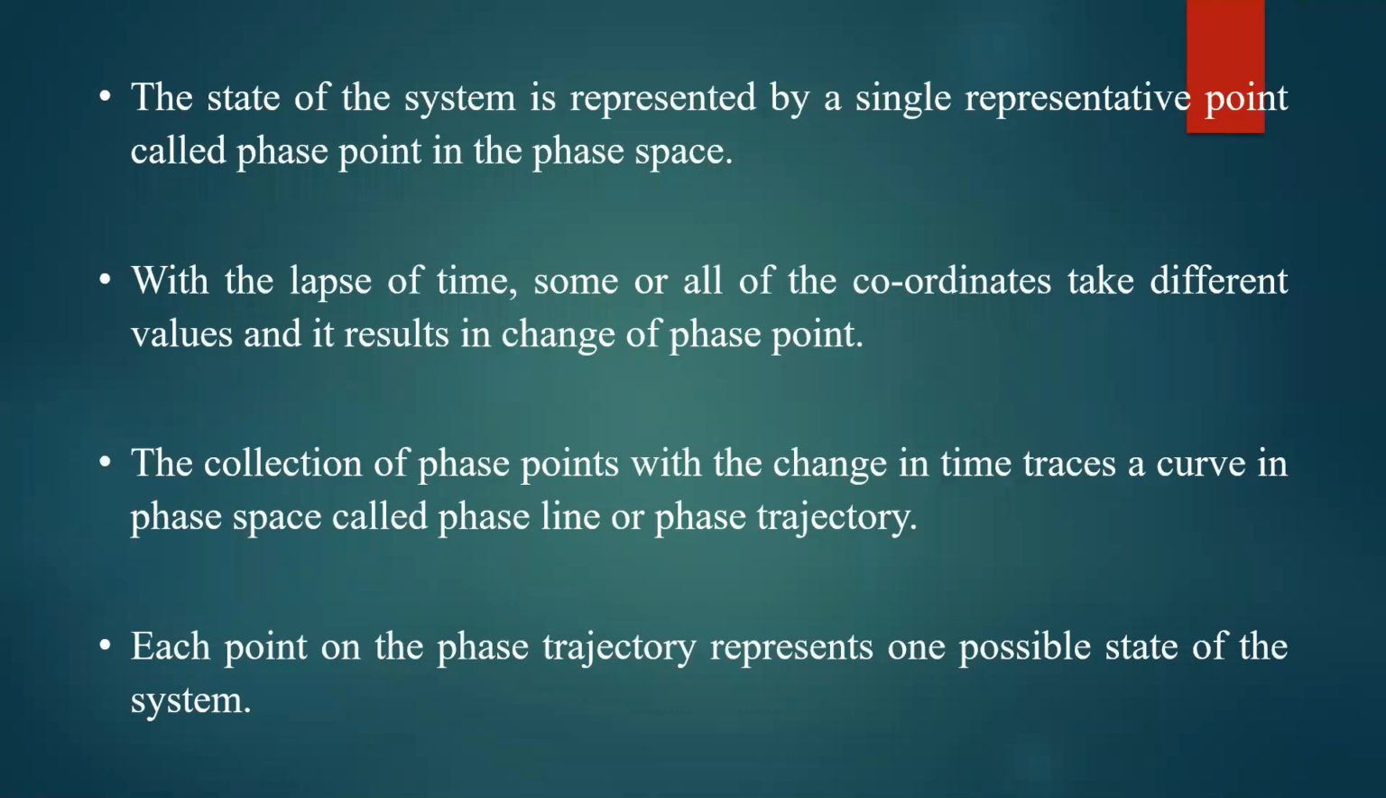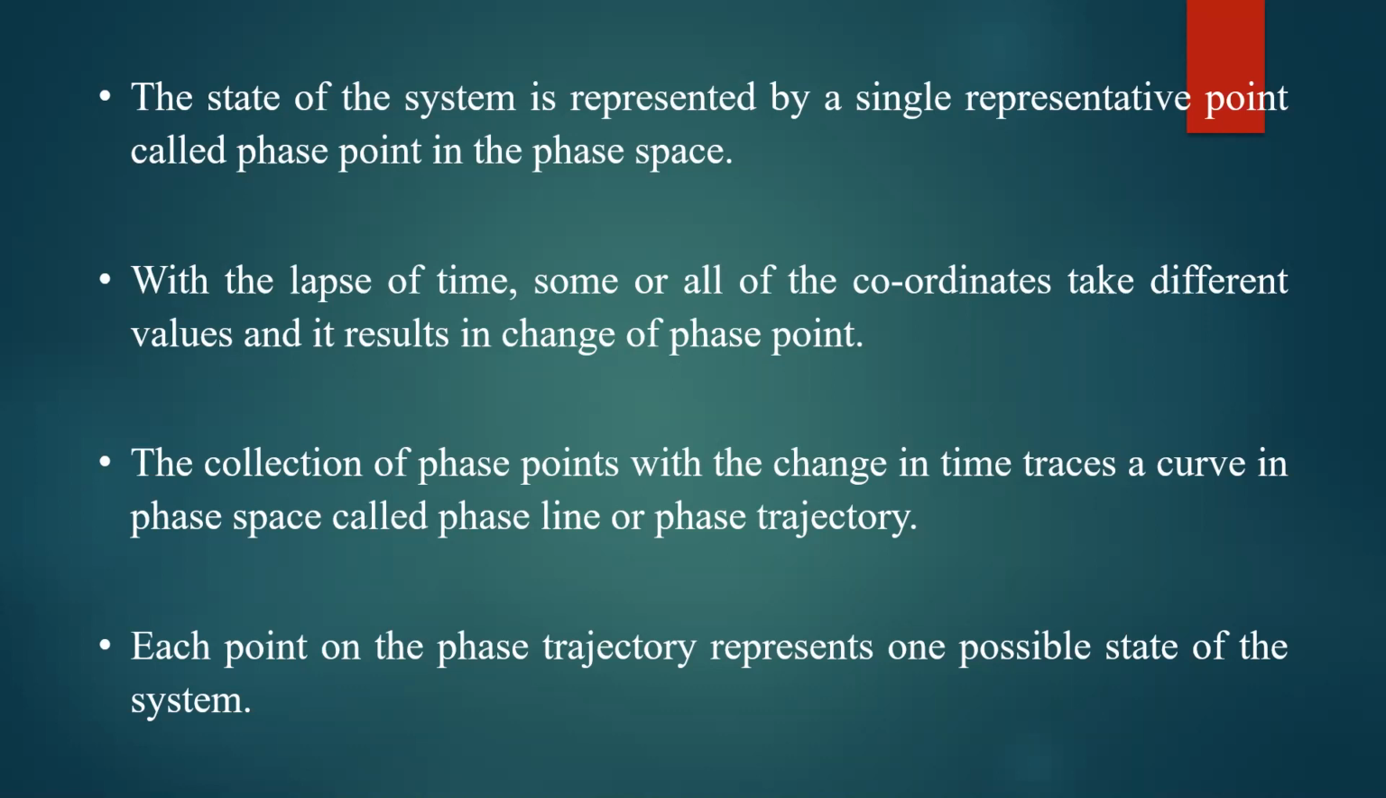Okay. Then a collection of such phase points will trace a curve, which is called the phase trajectory. Each point on the phase trajectory represents one possible state of the system. So a phase trajectory is a collection of phase points. A phase point is a representation of the state of the system.